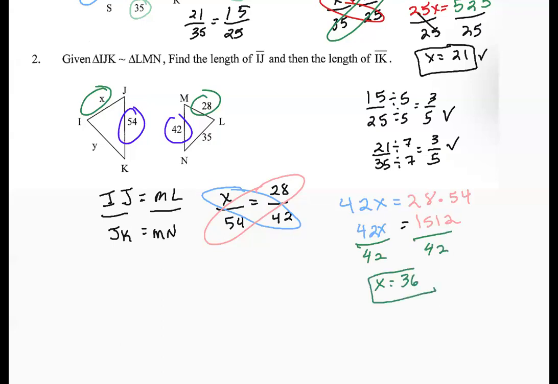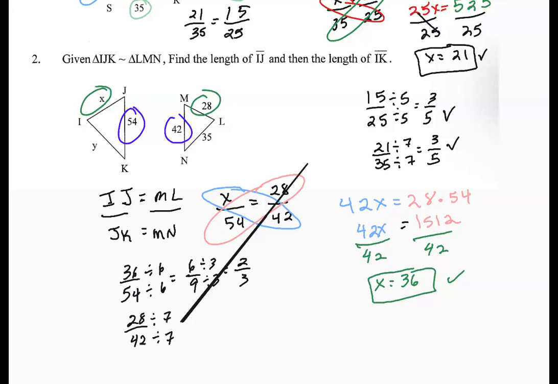So quickly, check my work. If I did it right, I'm going to write 36 over 54. I can simplify both of these by 6 to get 6 over 9. I divide them both by 3 again to get 2/3. Then I take the other fraction, 28 over 42. Divide them both by 7 to get 4 over 6. Divide them each by 2 to get 2/3. So look at that, they both simplify to be the same. So my answer checks out fine.